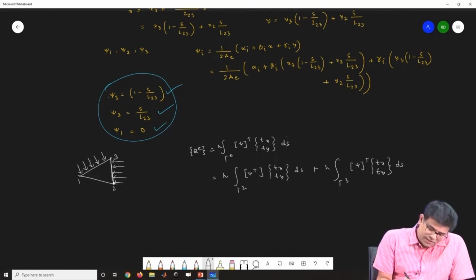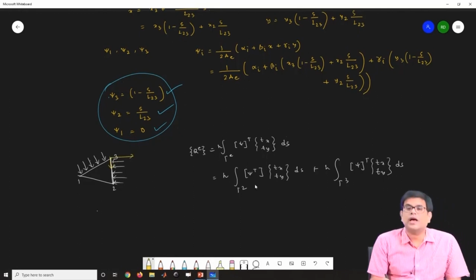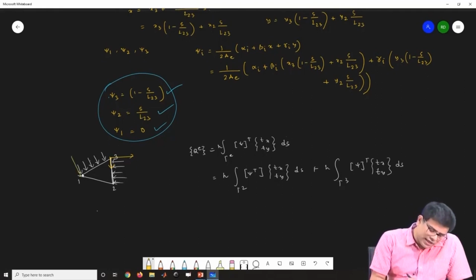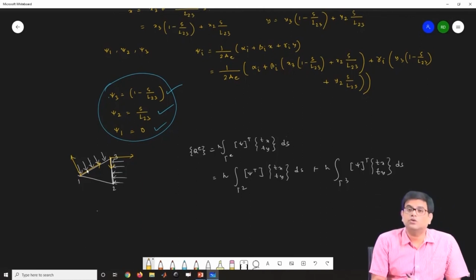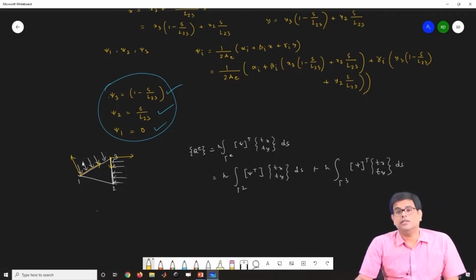Now finding out this boundary, this is my gamma 2, so I can assign my axis from here to here. Again, I will compute psi 1, psi 2, psi 3 according to this local axis, and then for gamma 3 I can assign another axis from here to here, and compute psi 1, psi 2, psi 3 according to this axis to compute this integral. So these two integrals I can individually compute, there is no problem.